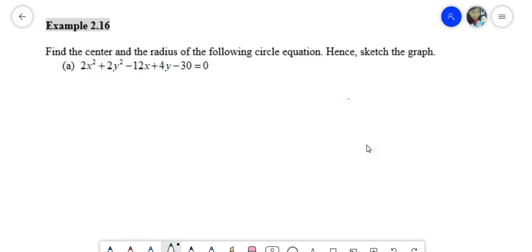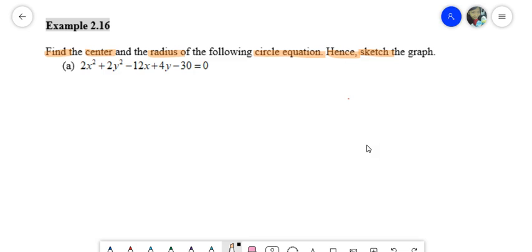Okay, let's look into example 2.16. This question says we may need to find the center and the radius of the following circle equations. After that, we may need to draw or sketch the graph.